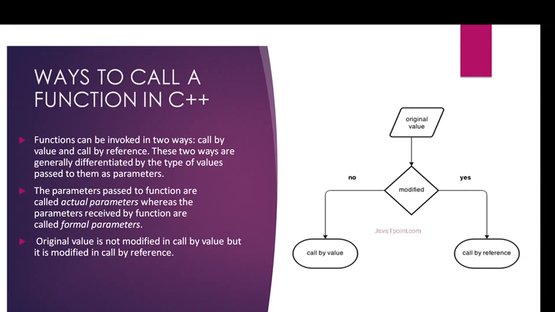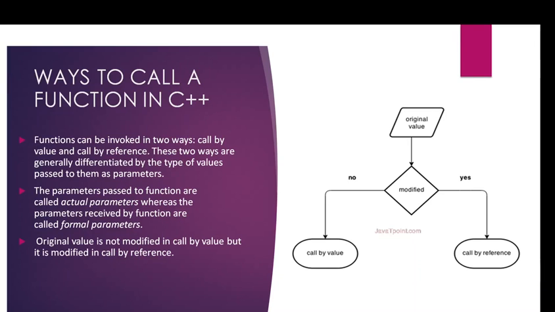A function can be invoked in two ways, call by value and call by reference. These two ways are generally differentiated by the type of values passed to them as parameters. The parameters passed to a function are called actual parameters, whereas the parameters received by the function are called formal parameters. Original value is not modified in call by value, but it is modified in call by reference. So this is the basic difference between call by value and call by reference.